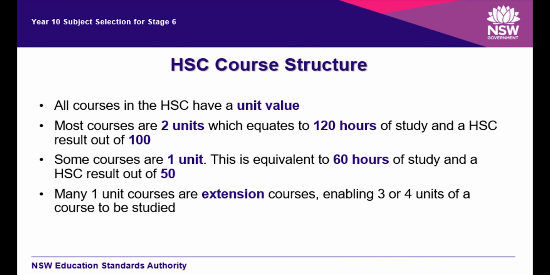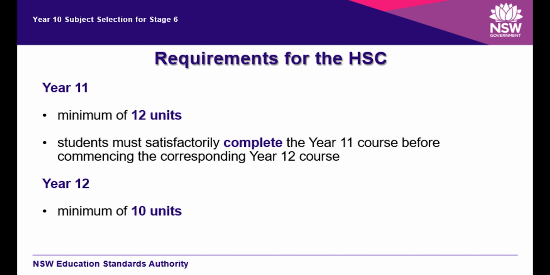All right, so now that we understand units a bit better, let's have a look at the requirements for the HSC. In year 11, you must study a minimum of 12 units, and remember that you must satisfactorily complete the preliminary course before you can progress further into the HSC course. When you get to year 12, you only need to study a minimum of 10 units.